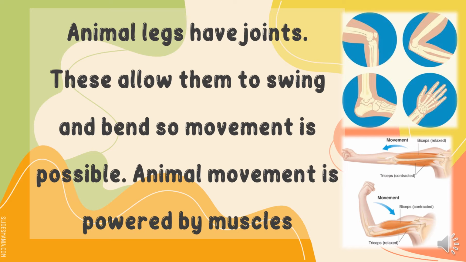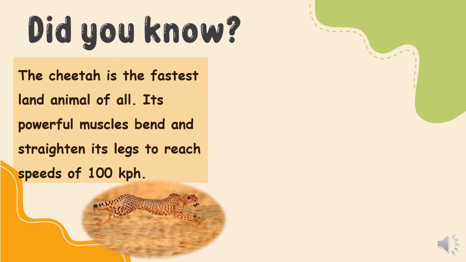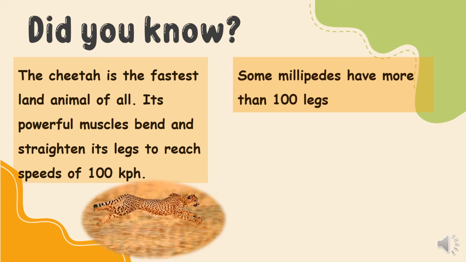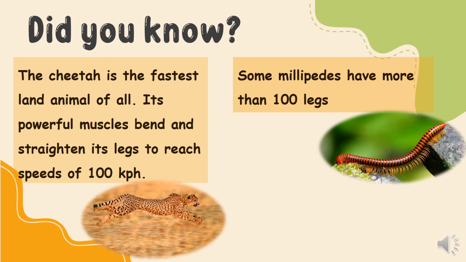And also, animal movement is powered by muscles. The muscles also help us to move. So, actually, the muscles and bones both are helping us to move. Did you know the cheetah is the fastest land animal of all? Its powerful muscles bend and straighten its legs to reach a speed of 100 kilometers per hour. So it's the fastest animal. You can see how fast it goes.